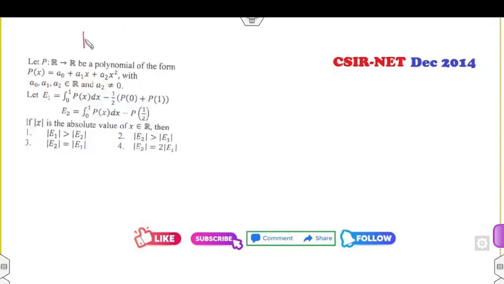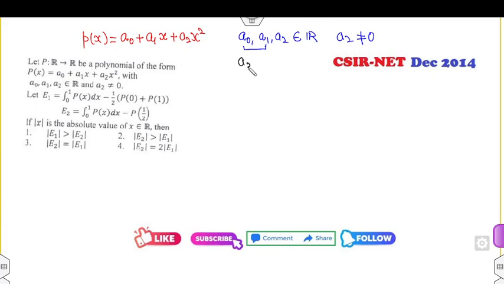Look at this another one. P of x is a polynomial of the form a0 plus a1x plus a2x square such that a0, a1, a2 belong to R. a2 is non-zero. But what about a1 and a0? They can be any number. So I can choose a2 as 1, and a0, a1 as 0 for the easiest calculation. What is my Px? Px will be x square.